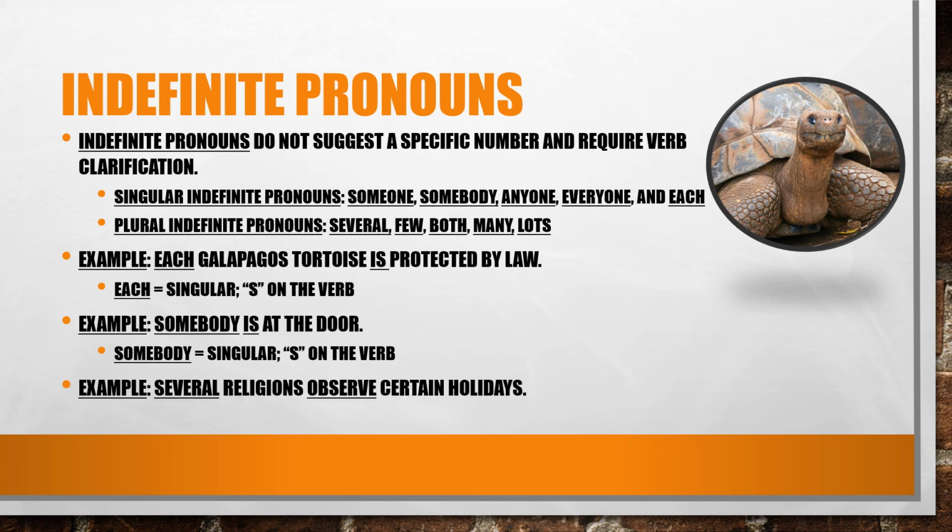And again, the same thing works for plural pronouns. Several religions observe certain holidays. We already know that several, looking at the list up here, is a plural indefinite pronoun. We don't know how many religions we're talking about, we just know it's more than one. And of course, religions already has an S on the end, so we know we're talking about plural religions. So several religions makes it a plural subject, and then the verb observe does not end with S. Several religions observe certain holidays, not several religions observes.